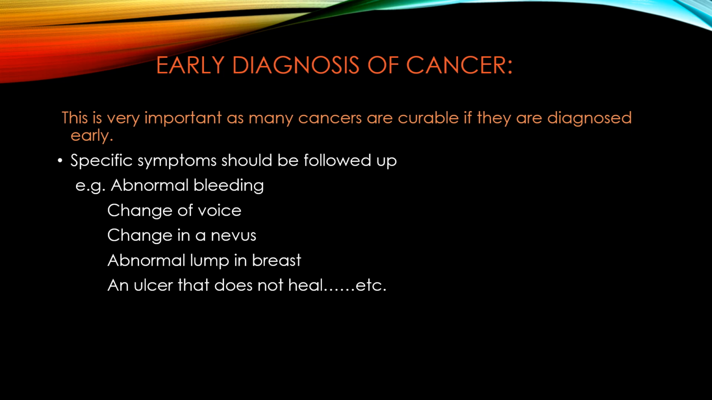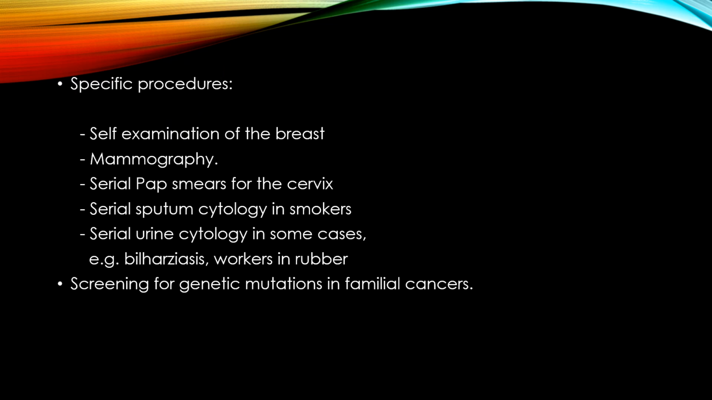Abnormal lump in the breast, that's why we teach patients to do self-examination of the breast, so they can detect if there is a mass. An ulcer that does not heal on the skin, this might be a sign of skin cancer like basal cell carcinoma or others. So many symptoms. Those are only examples of symptoms that we should always be aware of, and we should always teach the population about these symptoms and when they need to seek medical advice.